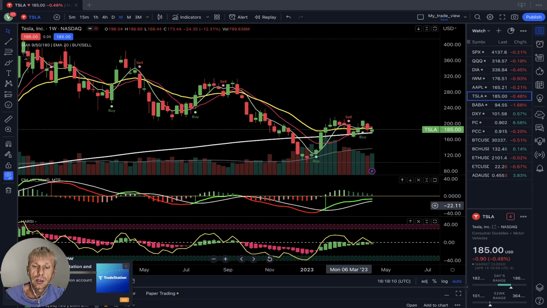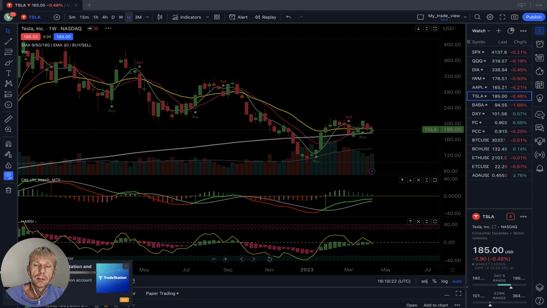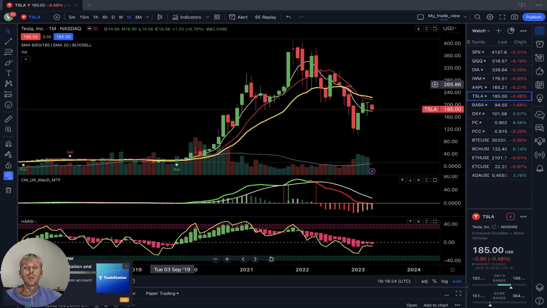MACD is still green, still bullish. Fibonacci is still bullish. Still kind of a buy signal on the script. Tesla still, yeah, on weekly still positive, still bullish. Weekly still bullish. Monthly is bearish and quarterly is bearish. That's what we have for Tesla.